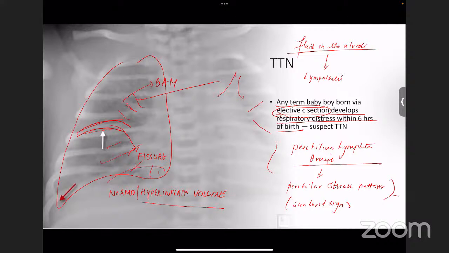So, what is the treatment? Give CPAP, wait and watch. If distress is more, you can give CPAP. And as the child settles down, you can de-escalate and give supplemental oxygen and then proceed to room air. So TTN is a diagnosis of exclusion and it's not that serious.